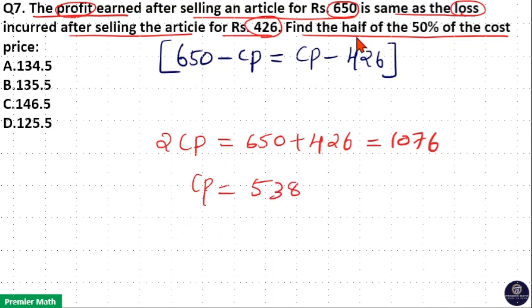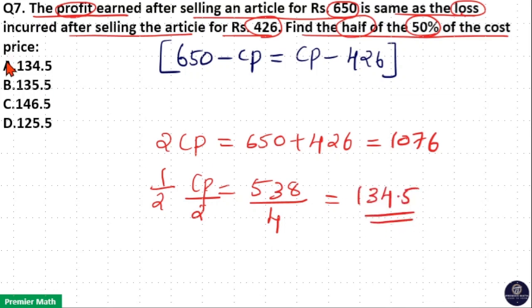Now we need to find out half of 50% of the cost price. Half of 50% of cost price means 50% is 1 by 2. So 538 by 4, which is equal to 134.5. So option A is your answer.